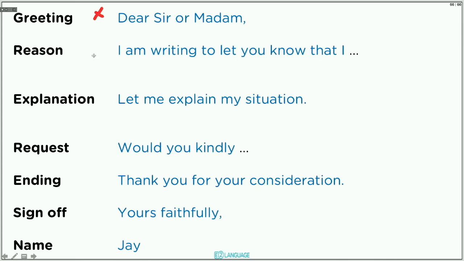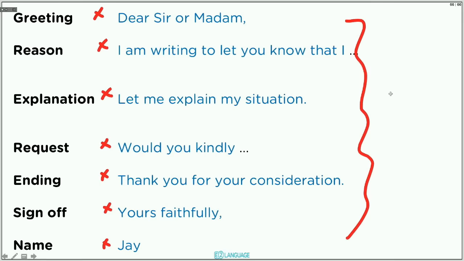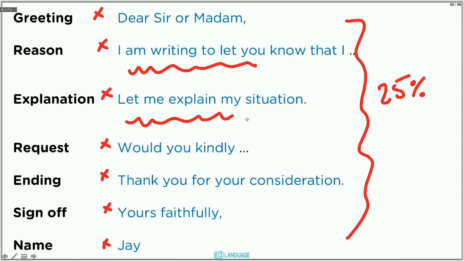You want to memorize the greeting. You want to memorize the first phrase of the reason for writing. You want to memorize this sentence. You want to memorize this phrase, this sentence, this phrase, and, well, hopefully you don't have to memorize your name. Hopefully you know that already. But all of this here would be about 25% of your letter memorized. The rest of it goes here, and this is where you need to just watch your grammar and vocabulary. So the other 75% go into your paragraphs.